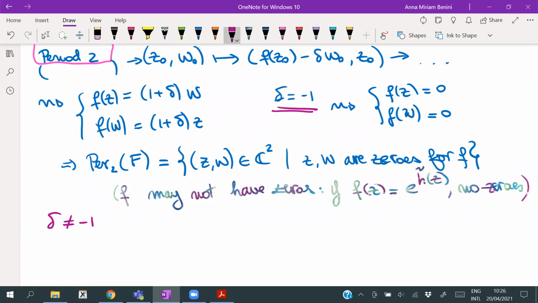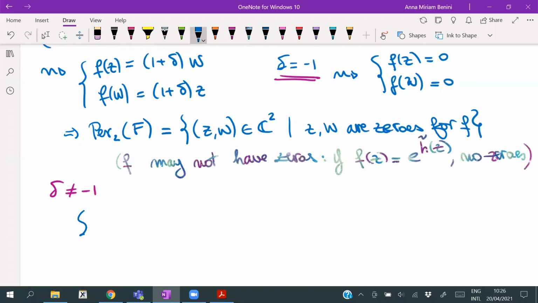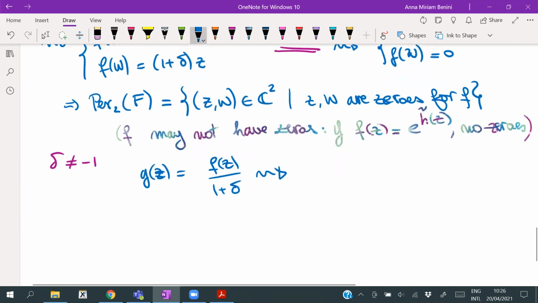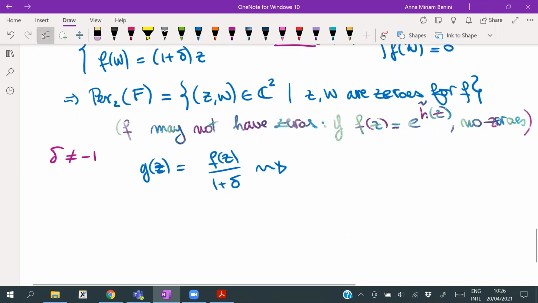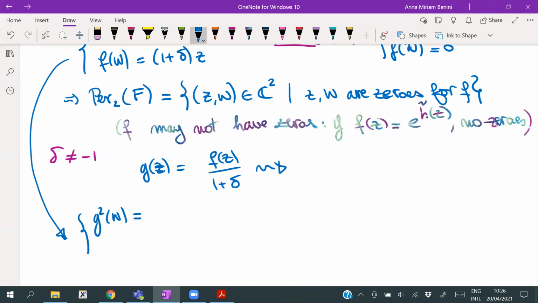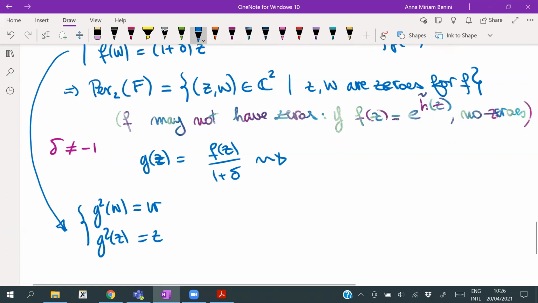You divide by 1 plus delta, and if you write g of z as f of z divided by 1 plus delta, then what you get is that this system becomes g squared of w equals w and g squared of z equals z. I hope I didn't make a mistake here. Let me check.